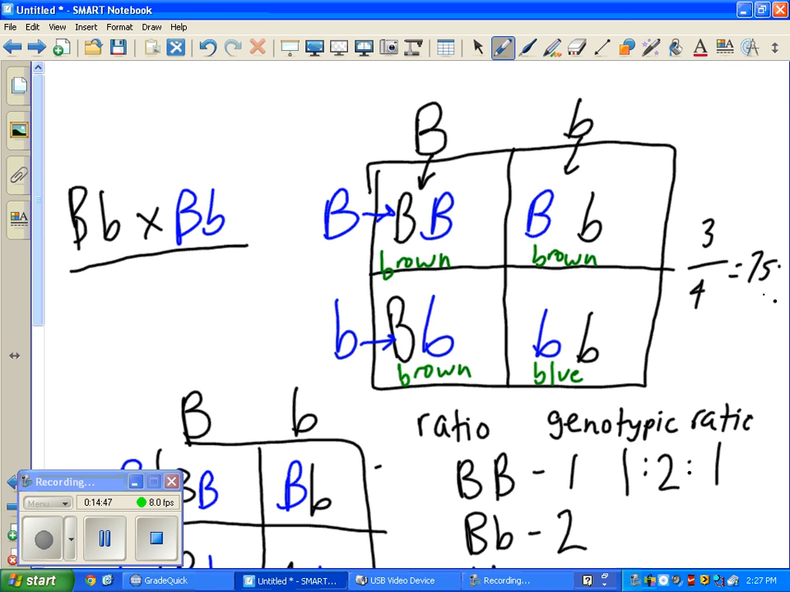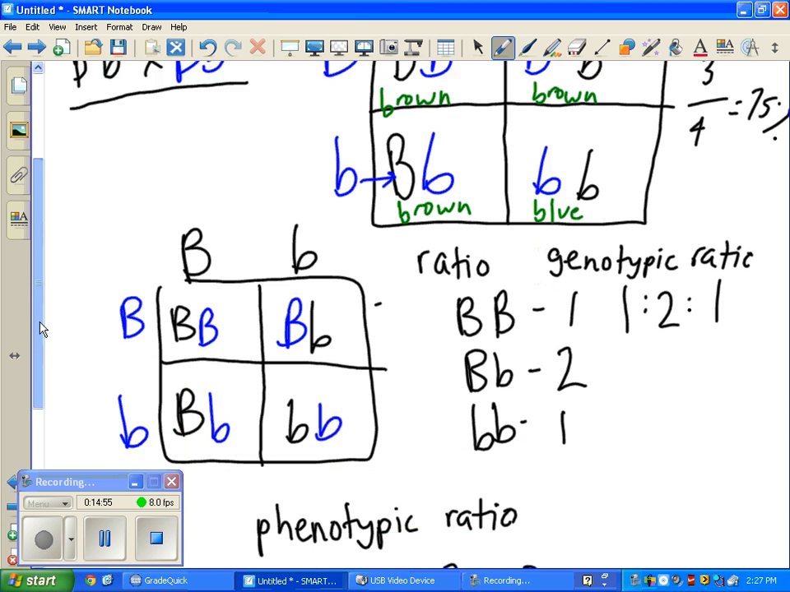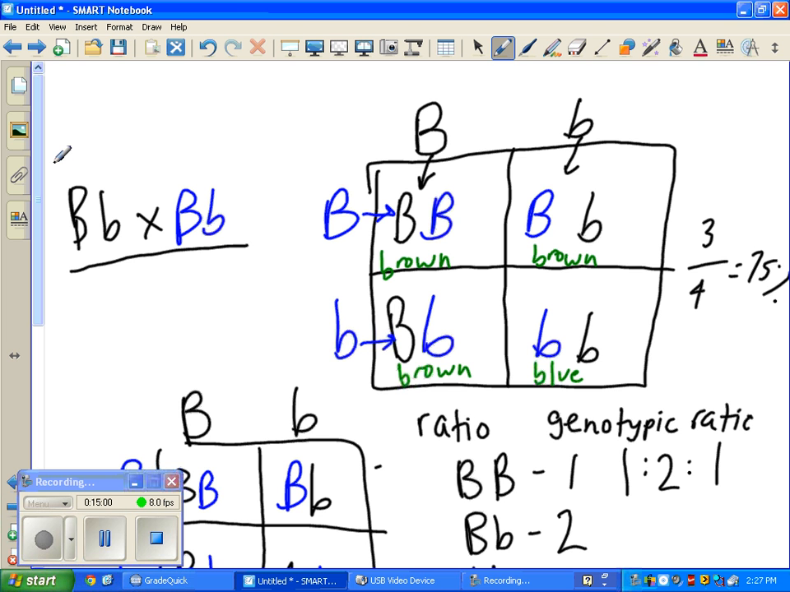All right, and that's where we're going to stop. We'll pick up on the differences between the ratio and the percentages in class on Monday. So be prepared for that, as well as a bunch of Punnett Square practice.